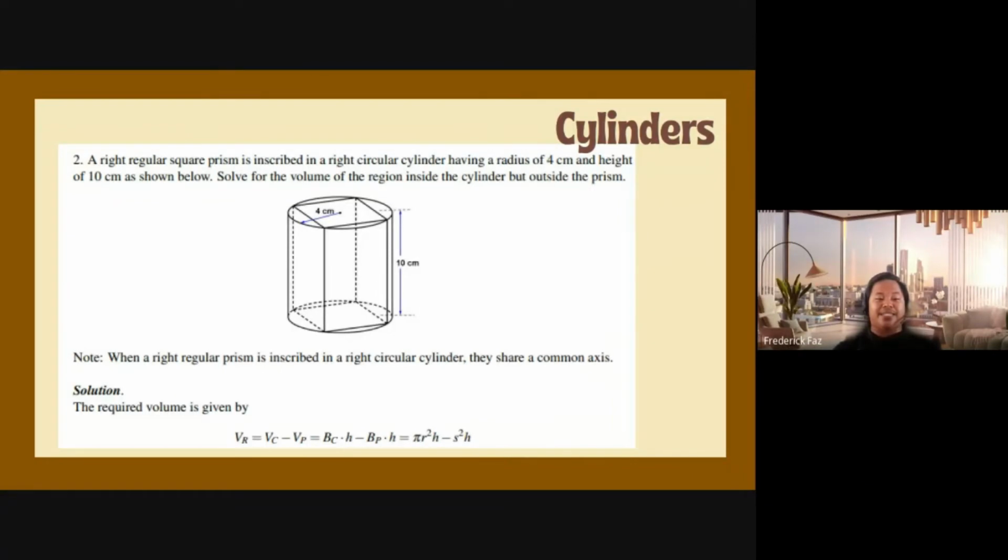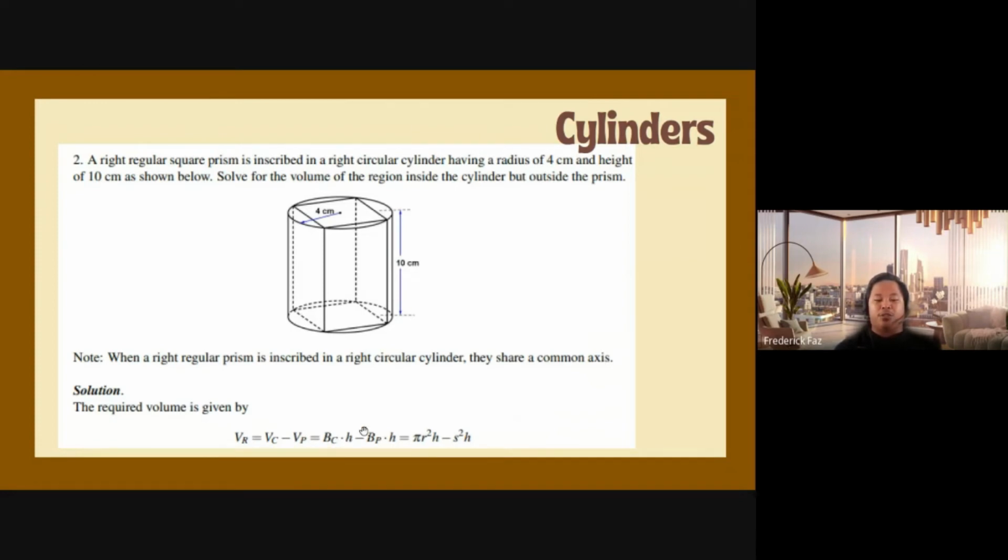Next, a right regular square prism is inscribed in a right circular cylinder having a radius of 4 centimeters and a height of 10 centimeters as shown below. Solve for the volume of the region inside the cylinder but outside the prism. So ito po. So if we're going to find the volume, yung hinahanap po natin volume is equal to the volume of the cylinder minus the volume of the prism po.